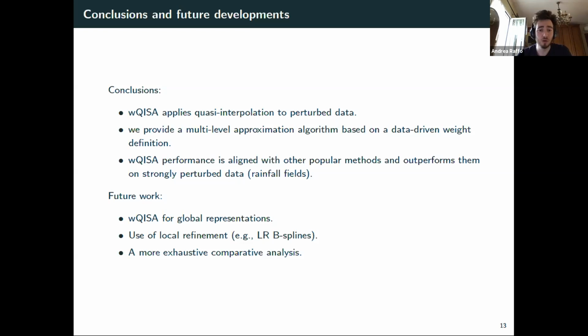As future work, we intend to pass from local to global representations, for example, by stitching together the local approximations that we have achieved so far, or by directly computing a trivariate implicit representation. We would like to pass from global to local refinement, for example, by considering LRB splines. And once these 2 points have been addressed, we would like also to extend the comparative analysis, for example, by considering new data, applications, and methods. And that's all.